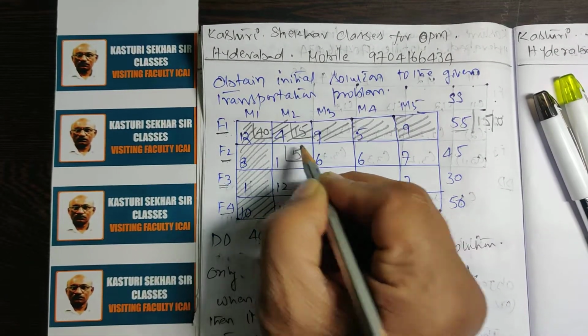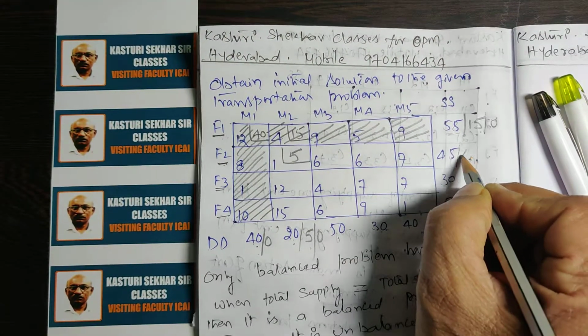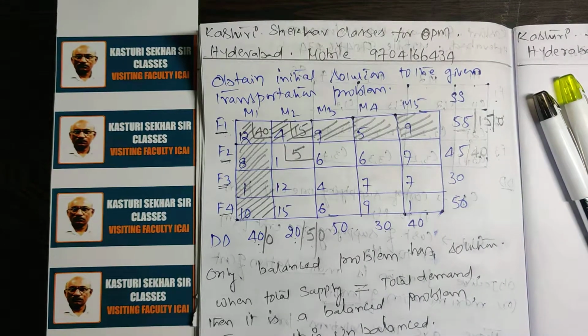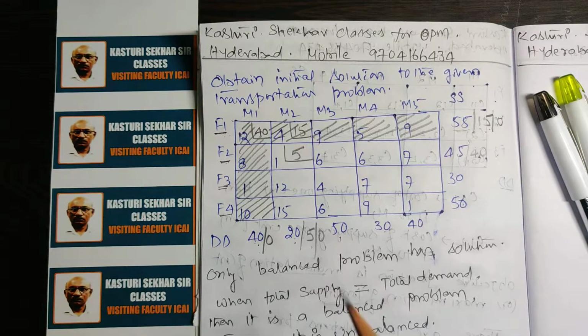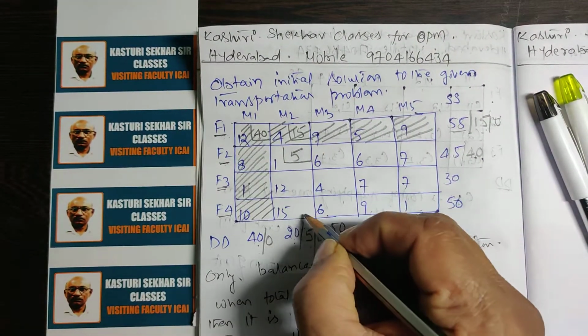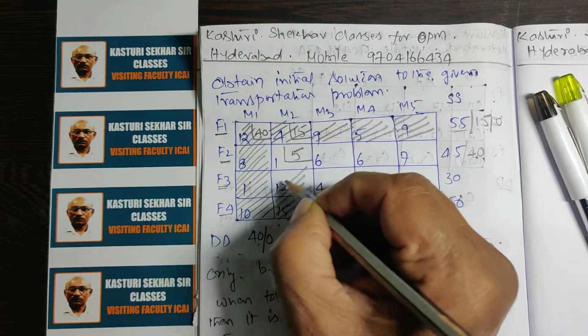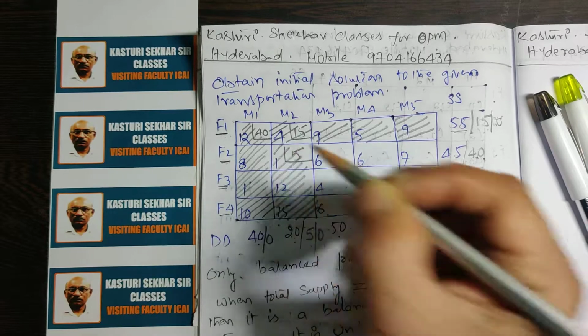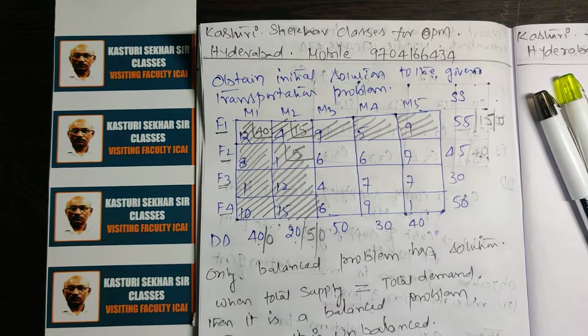5 units are supplied. Requirement now will become 0. Availability reduced to 40. Market 2 requirement is fully satisfied. It is eliminated from the picture.